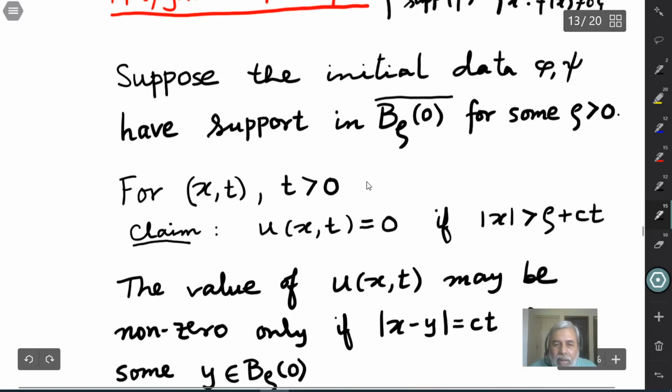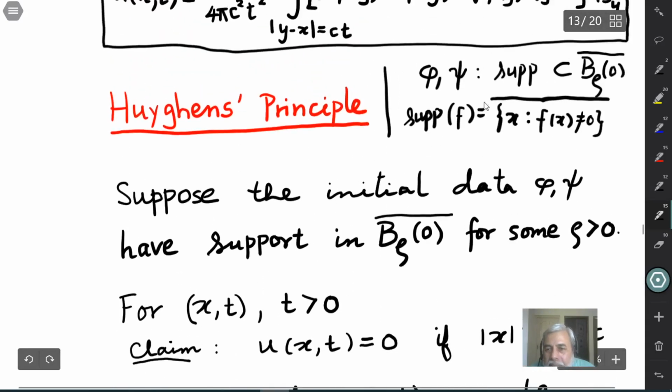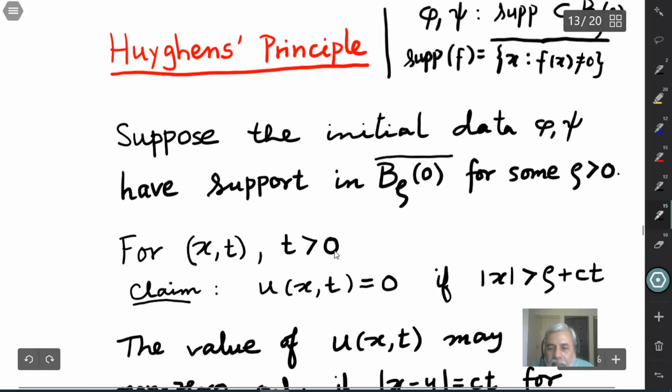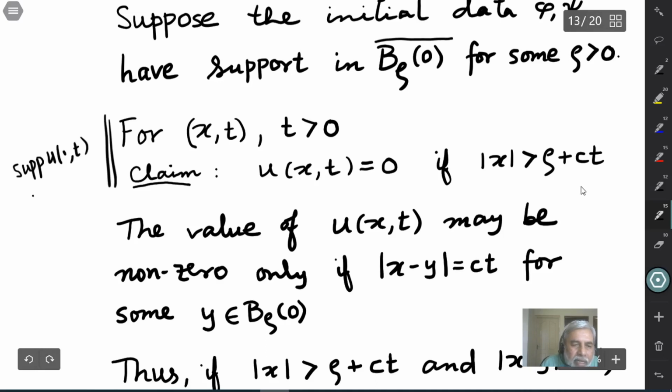Okay, so the first claim is, you pick any point (x,t), x in R3 and t positive. The first claim is this: u, the solution of the wave equation with this phi and psi, which have support in the closure of this ball, so u(x,t) is 0 if mod x, that is norm x, is bigger than rho plus ct. Okay, so that's the first claim. Okay, so that immediately implies one part: the support of u as a function of x, where t is fixed, is certainly contained in this ball of radius rho plus ct.